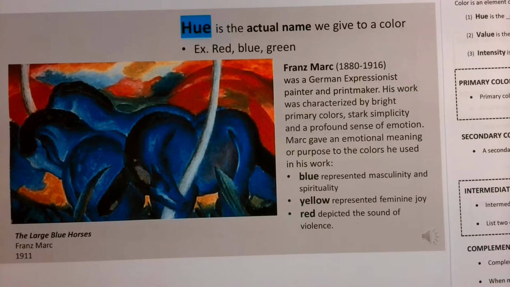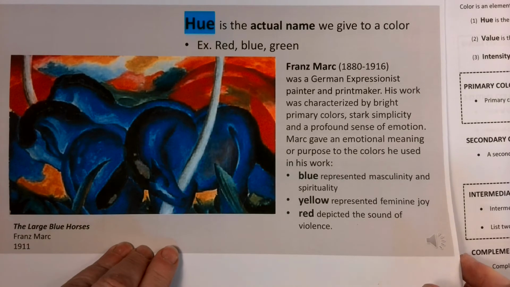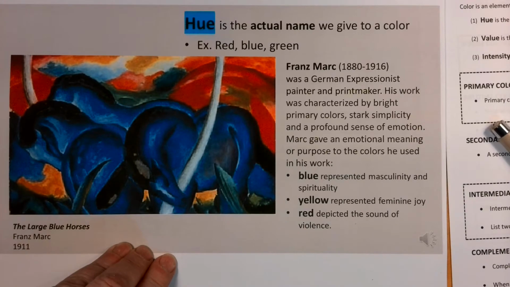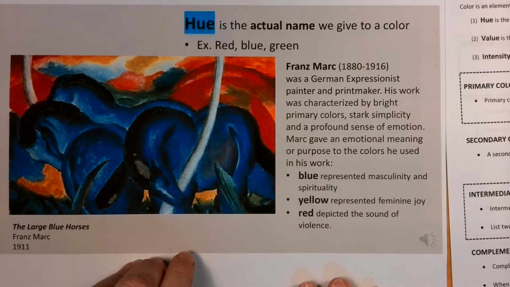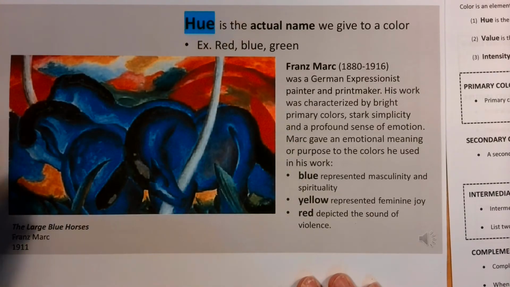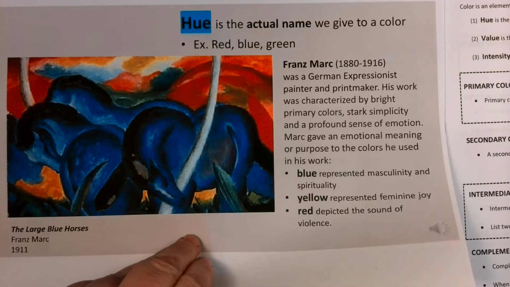Franz Marc was a German expressionist painter and printmaker. His work was characterized by these bright primary colors, the stark simplicity, and a profound sense of emotion. Marc gave an emotional meaning or purpose to the colors he used in his work. Blue represented masculinity and spirituality. Yellow represented feminine joy. And red depicted the sound of violence. So if we're talking about this painting, the hue of the horse is blue. The hue of these hills are red. The hue of the sky is yellow and blue. We simply replace the word color with hue.